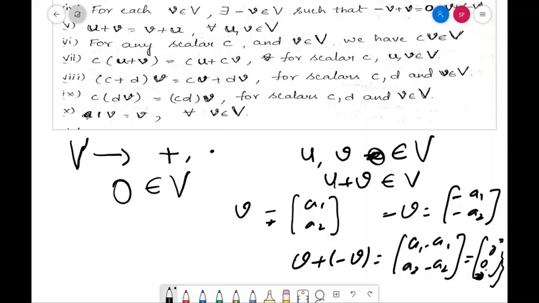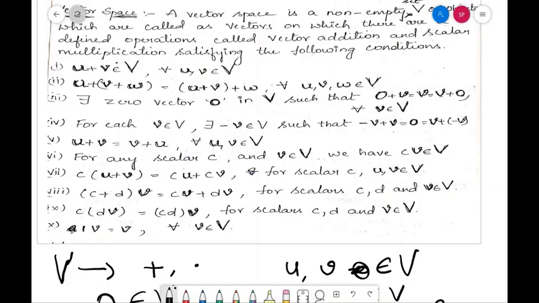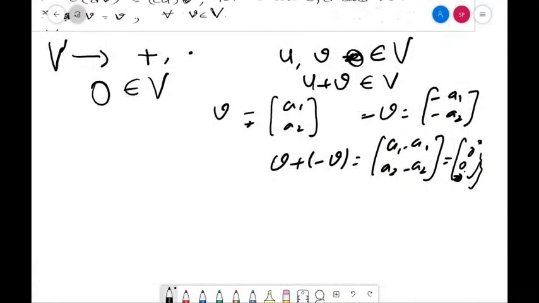And the ninth one: take two scalars c and d and a vector v. c times (dv) is equal to (cd) times v, for all the scalars. This is also a simple multiplication property. Then the tenth one is 1 times v is equal to v. This is also a known fact. Here 1 is a scalar, not a vector, and v is any vector. Any vector you multiply with the scalar 1 will give you the same vector v. So any set of vectors satisfying all these 10 conditions, we call a vector space. So V is a vector space.